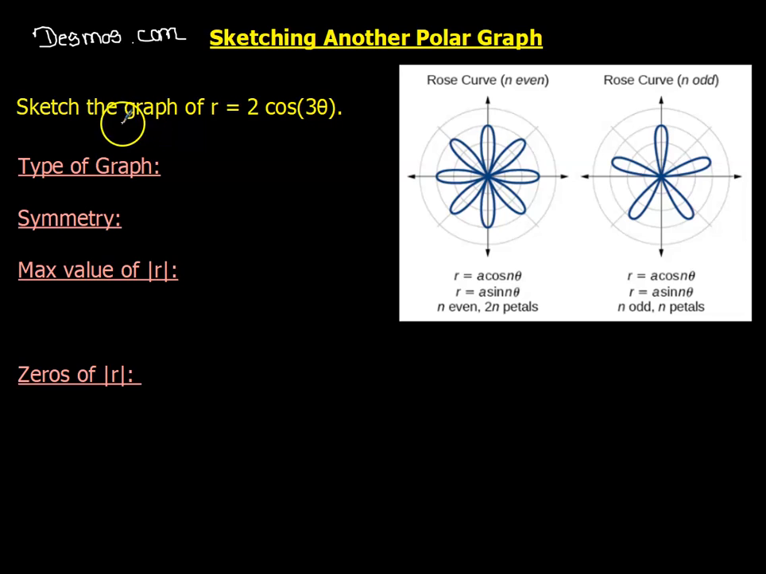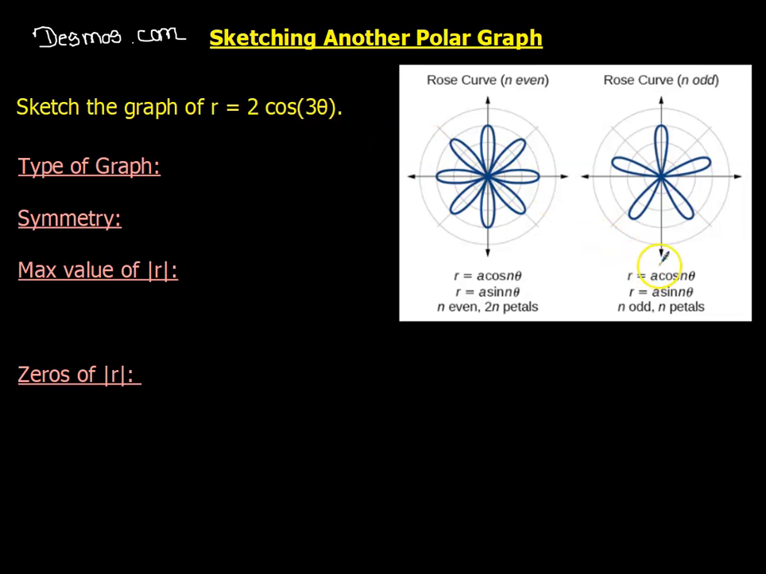Now, sketching the graph of r equals 2 times cosine of 3 theta. There's a couple of steps to this that you can always take for the polar graphs. And the first one is to identify what type of graph you're dealing with. Now, in the slide before this video, I put a reference sheet of all the different types of polar graphs, and you'll match them up to the given equation and you'll be able to identify what type of shape you'll be working with.